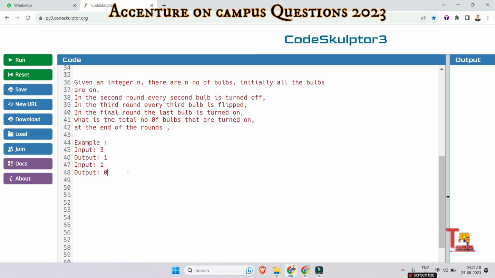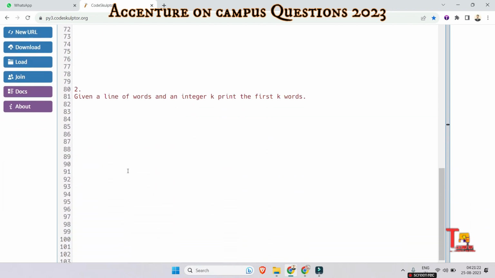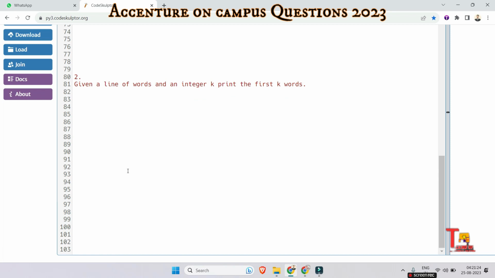Okay, let's go to the next question. You have been given a line of words and an integer k, right? Print the first k words. Let's say the input is this: Print the first k words, and the k value is 2, right? So you have to print only two words, right?